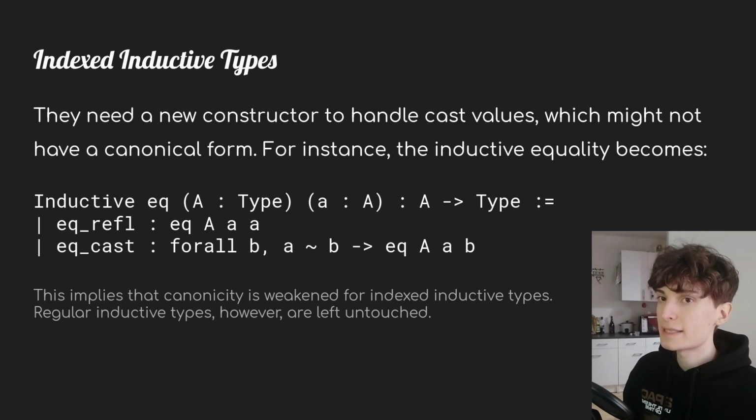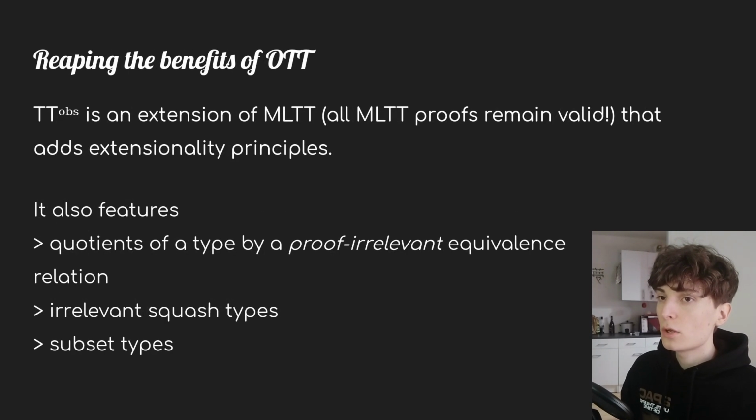Finally, we need one last piece of insight to handle inductive types. Regular inductive types, such as integers, dependent pairs, or lists, work just fine. However, indexed inductive types need a supplementary constructor. This is actually unavoidable, since we can get non-canonical inhabitants from function extensionality and typecasting. With all of this, we have an extension of MLTT that validates function extensionality. But now that we laid the groundwork, we can add more stuff, such as quotient types or subset types. And this concludes the brief summary of our flavor of observational type theory.